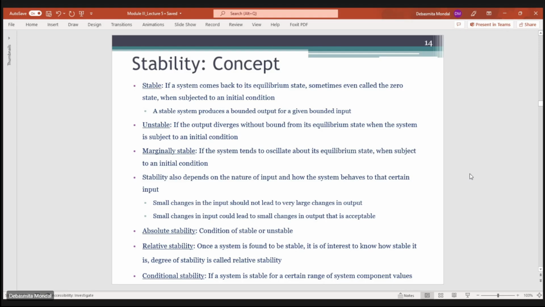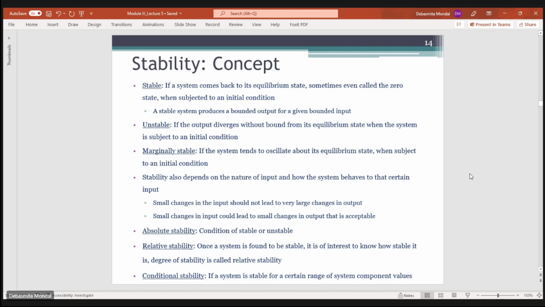And for relative stability, what is relative stability? Once you have found that your system is stable, you might need to know how much stability, or the degree of stability, the system has. So if you are changing some parameters in your system, for some specific parameter value your system may be stable, but for a different value of that parameter, your system might become unstable.